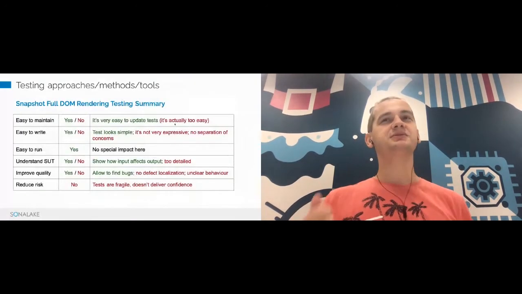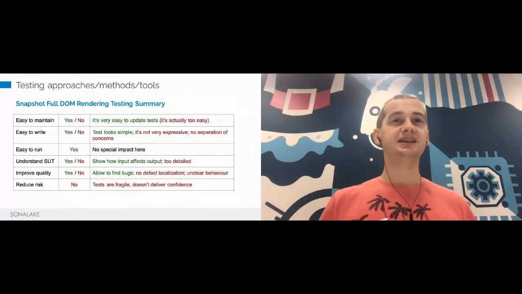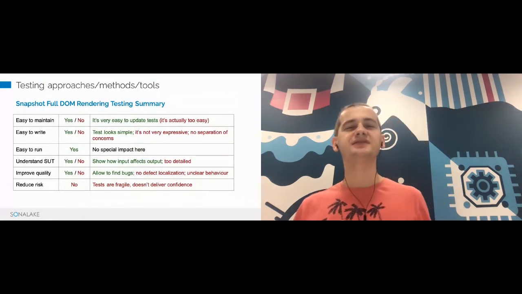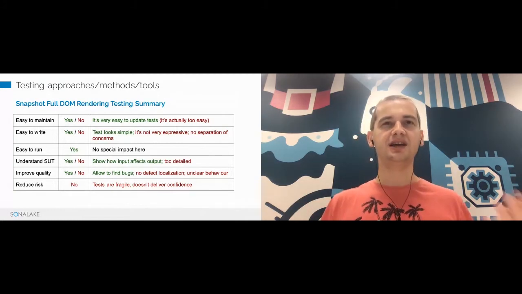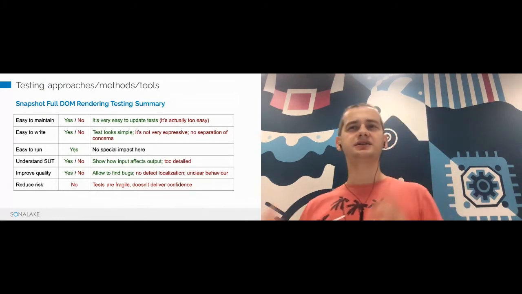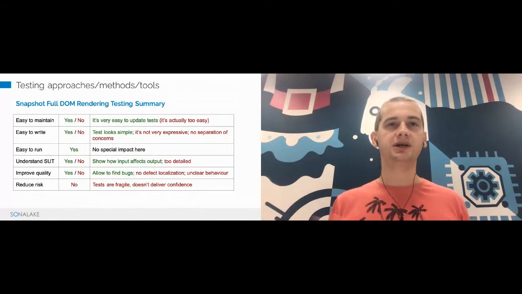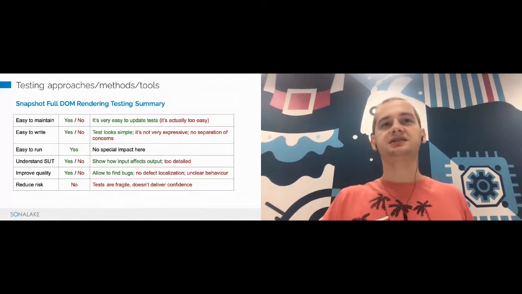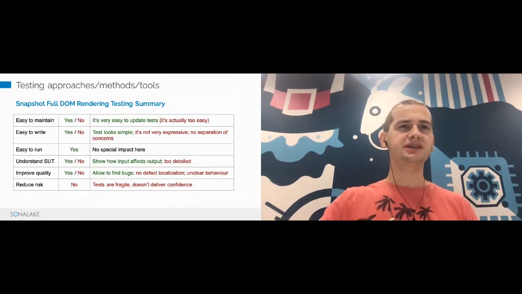That's the problem. It's actually too easy to maintain the test. It is easy to write, there's no problem to it. However, it's not very expressive because in the actual test case, I don't see the expectation. It's in a separate file where I need to locate it. There is also no separation of concerns because I test everything all together, all in one. So yeah, easy to run. There's no special impact here. I'm using Jest, which is a common tool for all React applications.